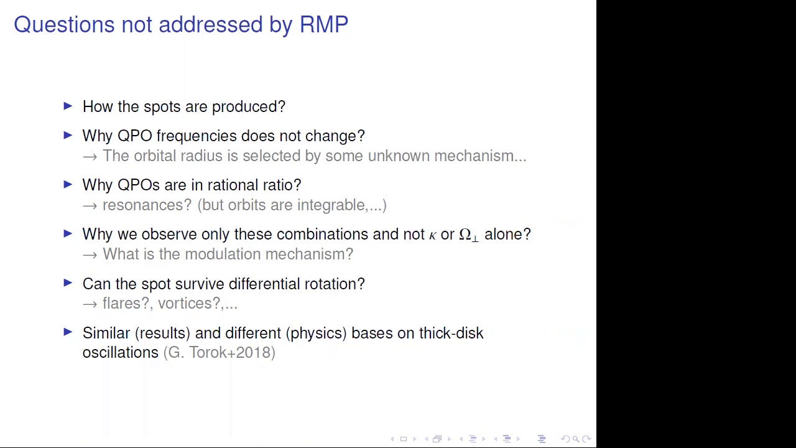So all these questions are still unclear, and that is why this model is mostly accepted by observers when they want to measure black hole mass and black hole spin if they observe these QPOs, but I think one cannot take them too seriously. So there is another idea, which is related to a different approach.